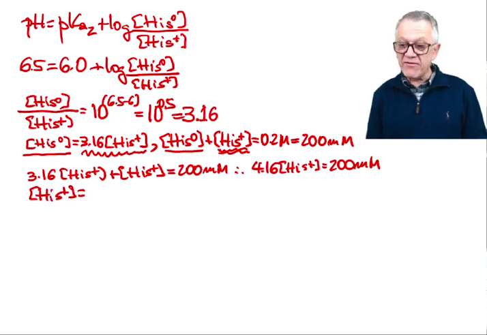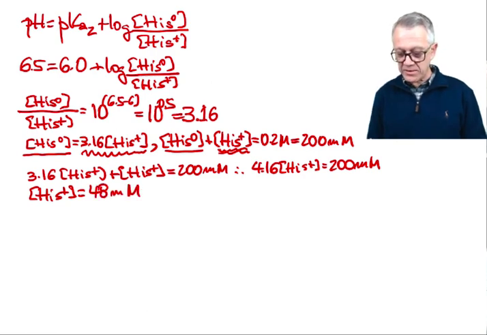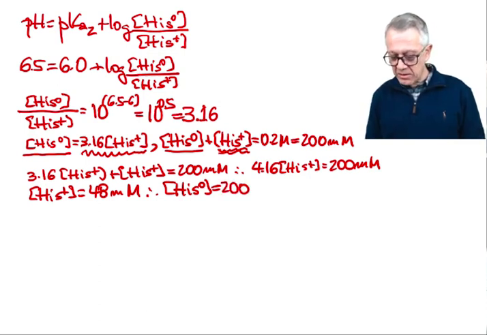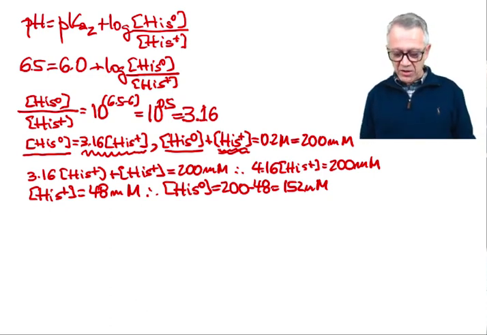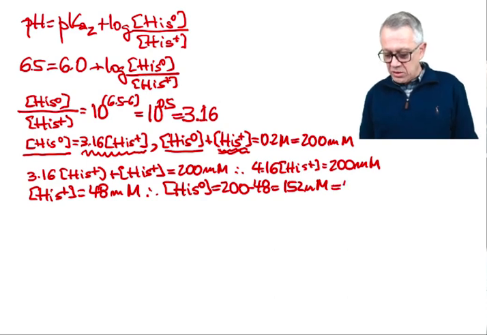So the concentration of his plus equals 48 millimolar. All right. So if you have that, we know then that the concentration of his 0 is going to be equal to 200 minus 48, no calculator needed here, 152 millimolar. So the concentration of his 0 is 152 millimolar, or if you want to work in molar, you are going to get 0.152 molar.